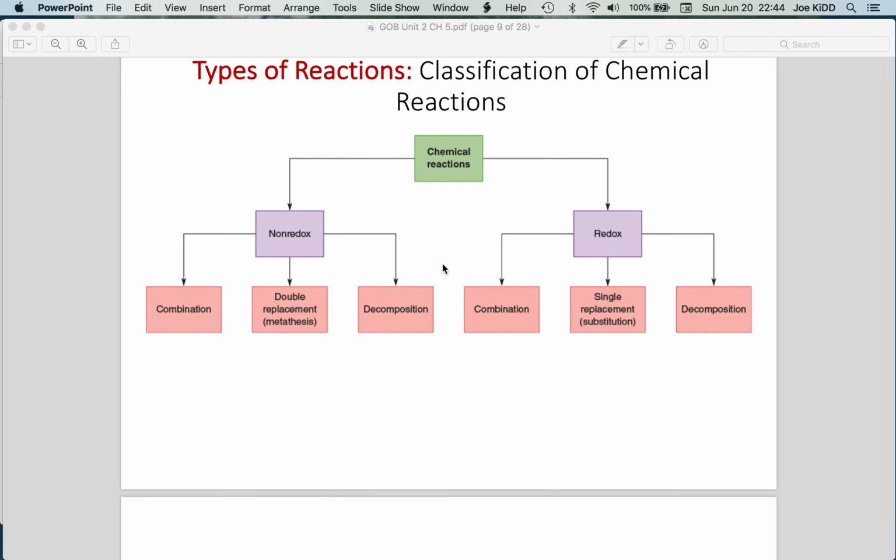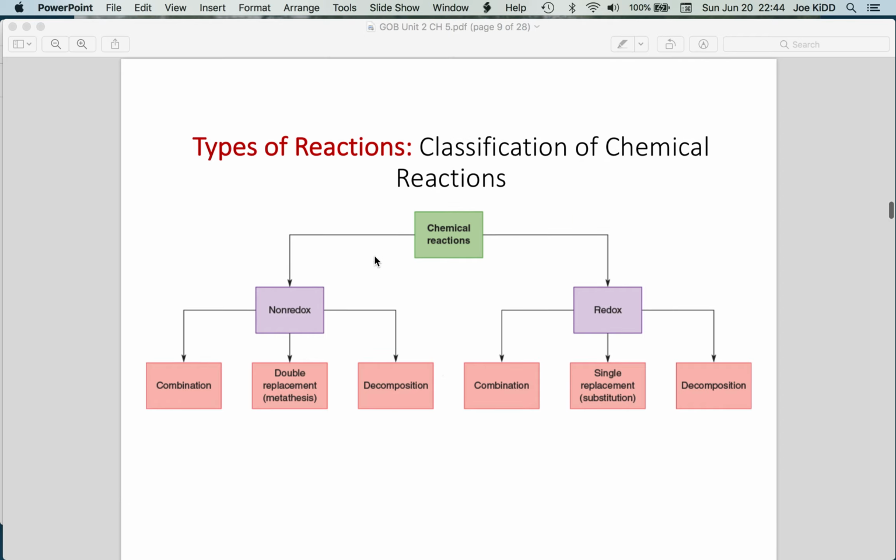So we're going to take a break from doing balancing chemical reactions to talk about different kinds of reactions that can occur. We actually already talked about one of them when we were talking about combustion, which is often a combination type reaction, but we're going to talk about it in more detail.